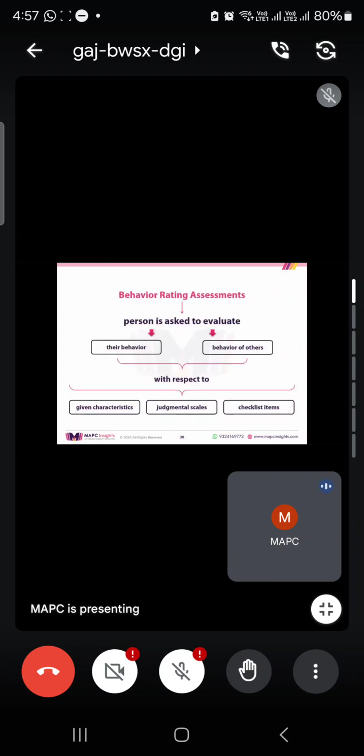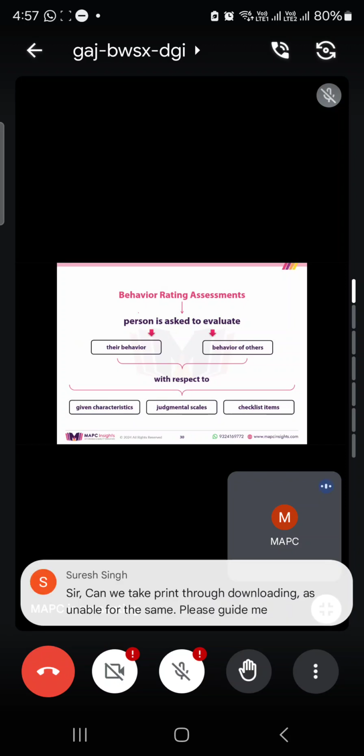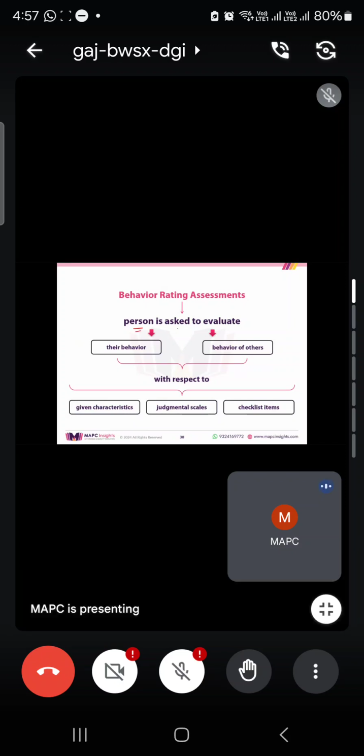Next one is the behavior rating assessment. In this, we ask the patient or client to evaluate their behavior and the behavior of others with respect to the characteristics given, a judgmental scale or checklist item. Characteristics, like how the person is behaving, whether the behavior is positive or negative, cooperative or not cooperative. Based on whatever characteristic is given, one can evaluate.